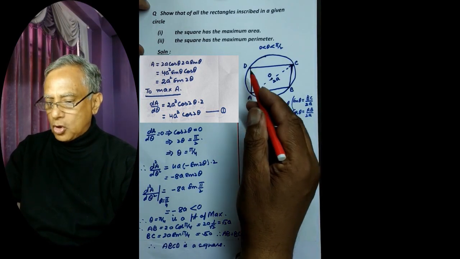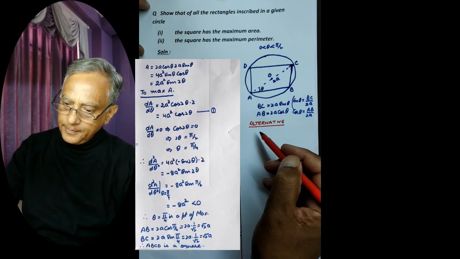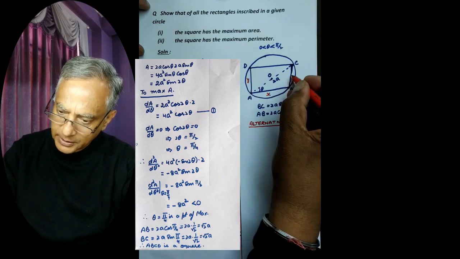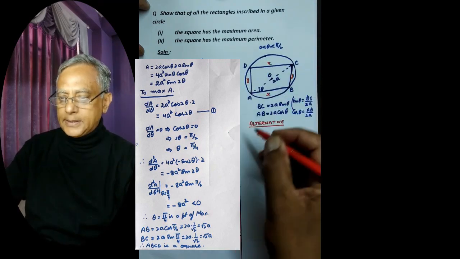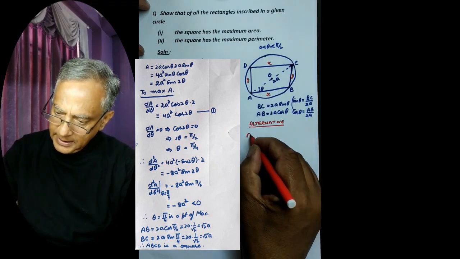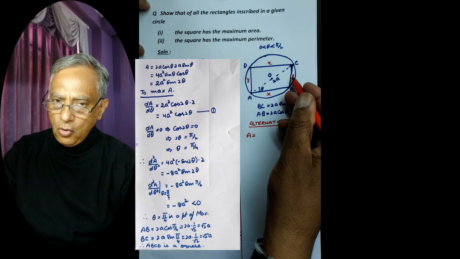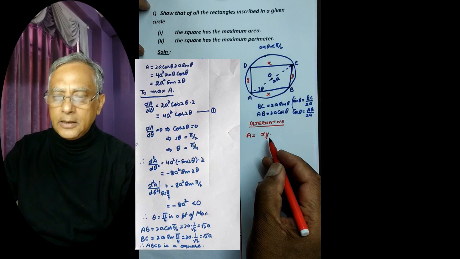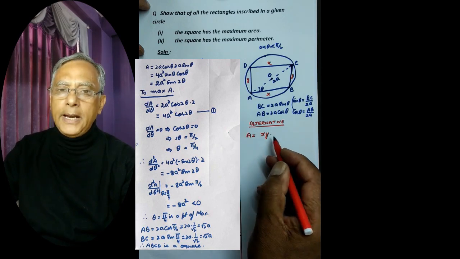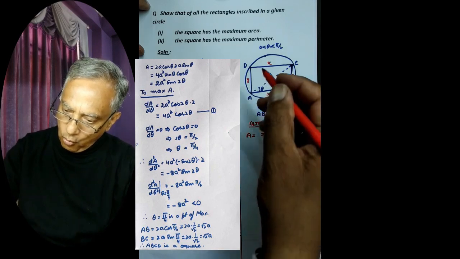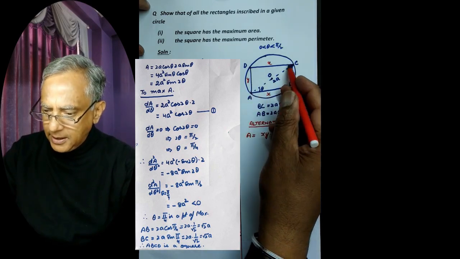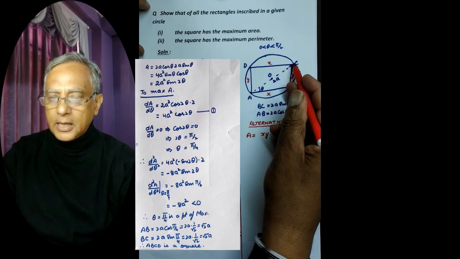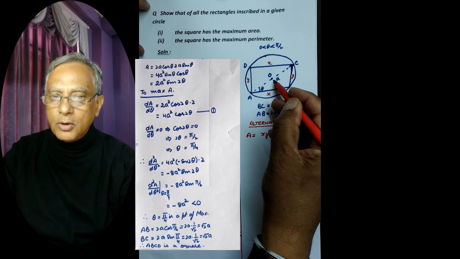An alternative method to solve the same question can be: let this be x and this be y. Therefore this is also y, this is x. Then area of this rectangle is length into breadth, x into y. Now this is a function of two variables. To express it as a function of a single variable, we need another relation. We know that this rectangle is inscribed in a given circle, therefore this must be equal to the diameter of the circle.